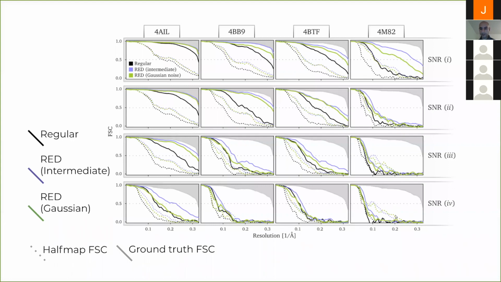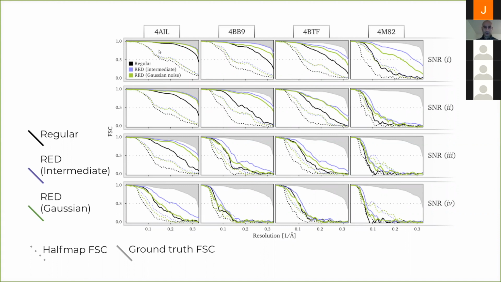This is the worst SNR level, the lowest SNR level, and this is the highest SNR level. And empirically, we noticed that this PDB was the most difficult to reconstruct because of the size and the form of this PDB, whereas this one was the easiest one to reconstruct, and this one was the most difficult one.